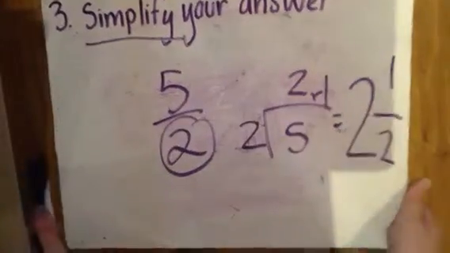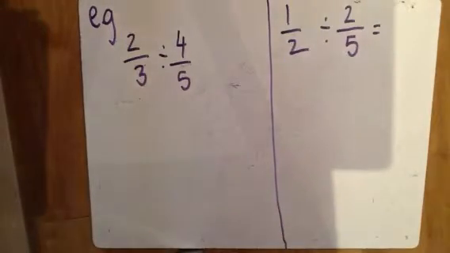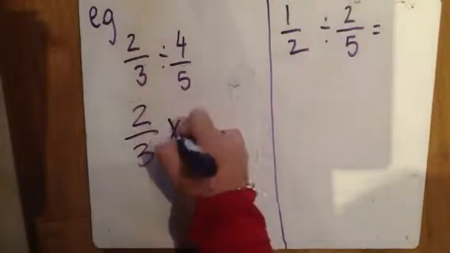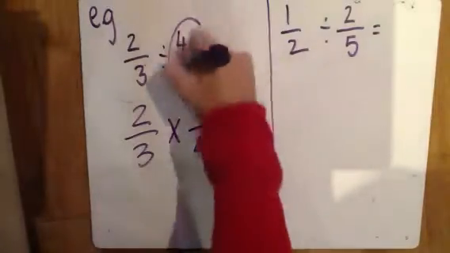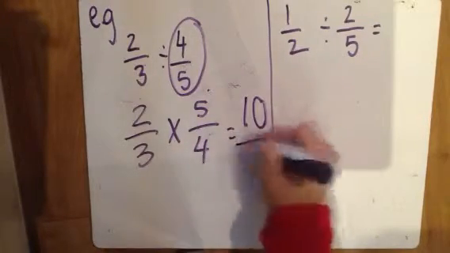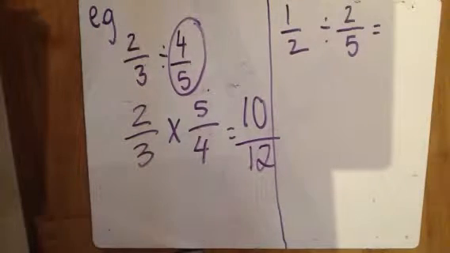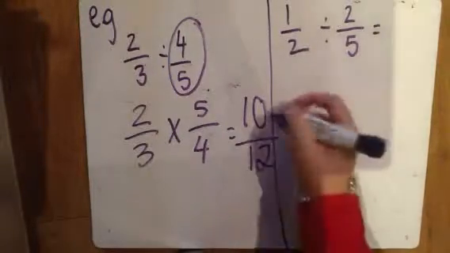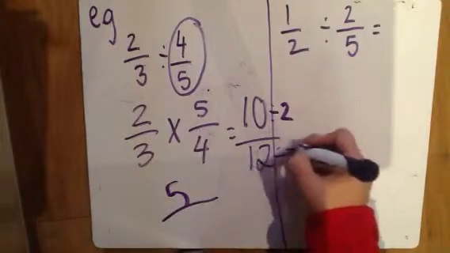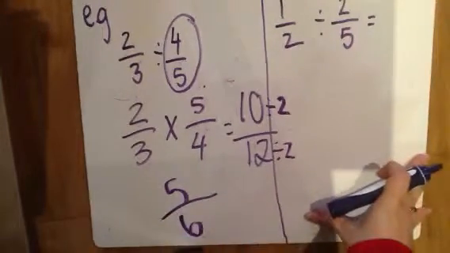Okay, let's do a couple together and then I'll give you a few to do on your own. Our first problem is 2/3 divided by 4/5. So we do 2/3 times 5/4, because this becomes a reciprocal fraction. 2 times 5 is 10. 3 times 4 is 12. So that's our answer. We then simplify that answer. I know the biggest number that goes into both 10 and 12 is 2. 10 divided by 2 is 5, and 12 divided by 2 is 6. So our answer is 5/6.